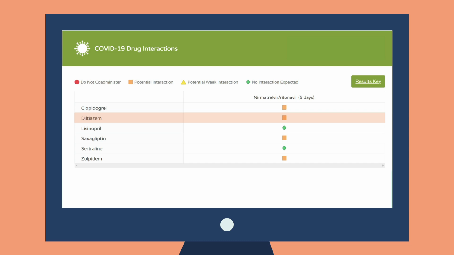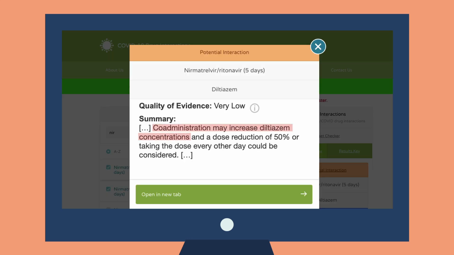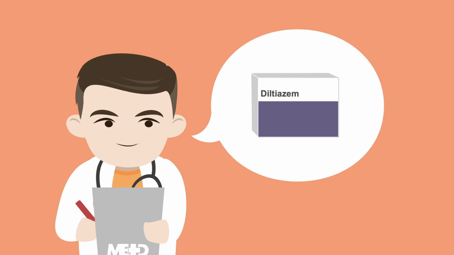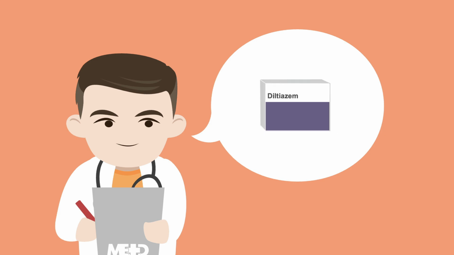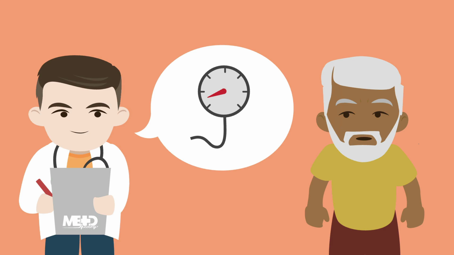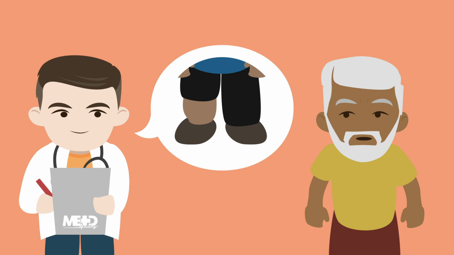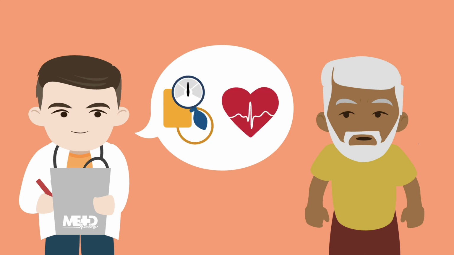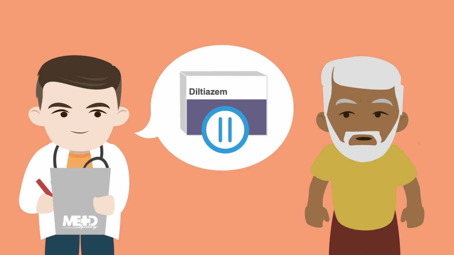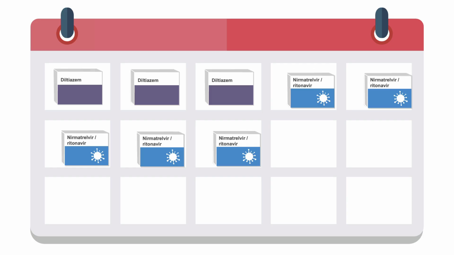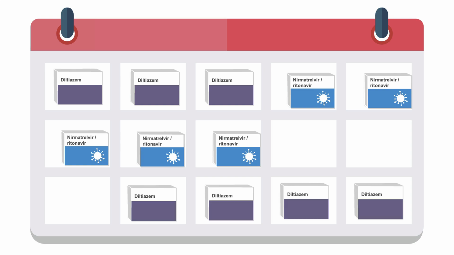Diltiazem also has a potential interaction. If you click on that, you'll see that co-administration may increase diltiazem concentration. So the concern here is bradycardia and hypotension. The recommendation is to reduce the dose, or you could counsel the patient or caregiver on being aware of symptoms of hypotension, like flushing, edema, and possibly have them monitor blood pressure and heart rate. If these symptoms arise, you would assess the patient's risk and pause the medication if needed. If you pause it during COVID treatment, then resume the dose 3 days after stopping nirmatrelvir/ritonavir.